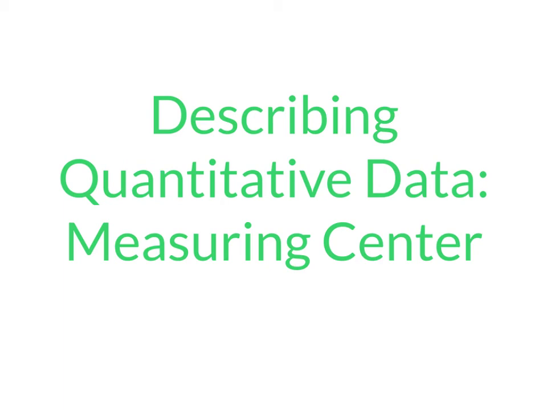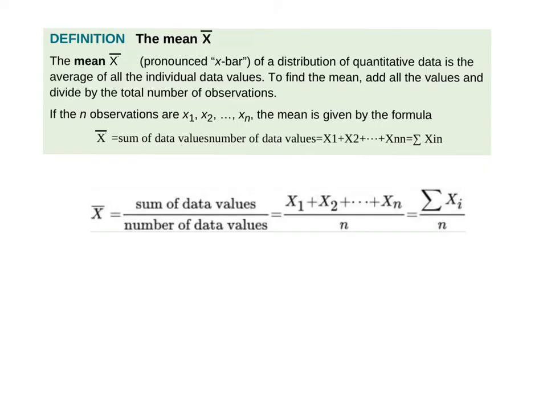In this video, we're going to talk about describing quantitative data by measuring center. There are two big ideas when we talk about the center of data. One is the mean. Now, I'm sure you've heard of the mean. We represent that in statistics with an X with a bar on top, literally pronounced X bar. That's a distribution of quantitative data, and it's the average of all individual data values.